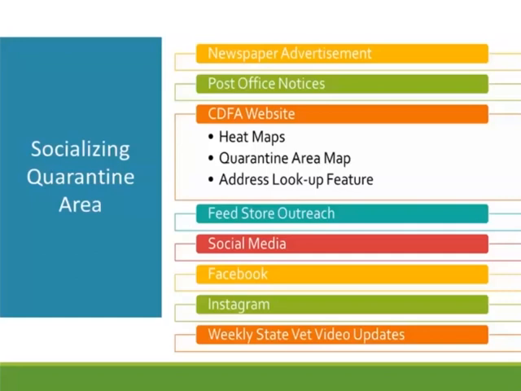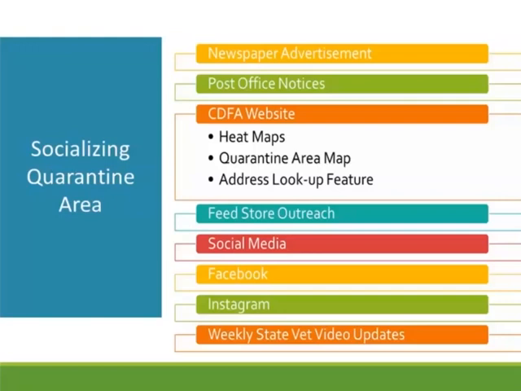On our website at CDFA, we had heat maps that were kind of on a timer, and they would populate the positives over a time period so that people could see where the hot spots are and were, and see if they reside in an area of high risk. We also published the quarantine area map, and later on we got more sophisticated and put up an address lookup feature, so that if you're unsure if you live in the quarantine area, you type in your address and it would tell you, yes, you're in, or no, you're out of the quarantine area.